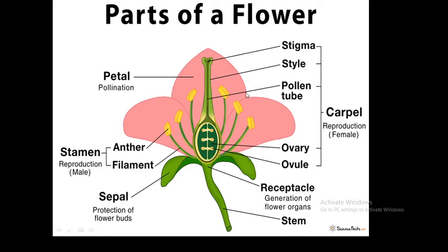Then we have the petal, which is colorful, which helps in pollination to attract insects. Then we have the receptacle, for generation of flower organs. And then we have here the stem and the sepal for the protection of the flower in its bud. And the receptacle is for the generation of flower organs. Let's go to the next.